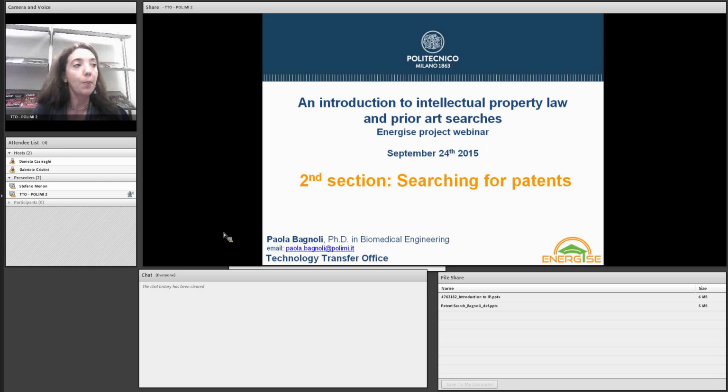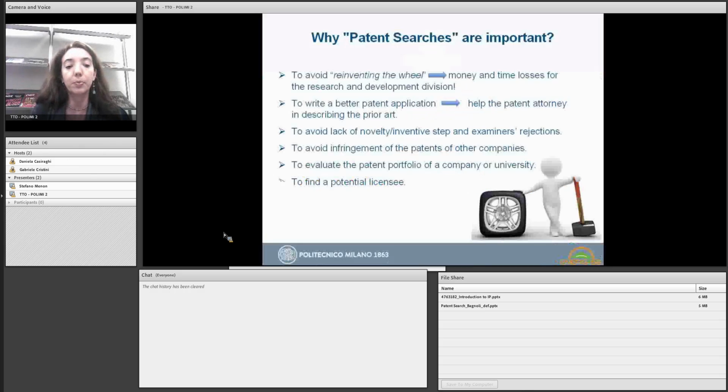My second part of the presentation will be about how to perform a patent search and why to perform a patent search. What is a patent search? When I decide to file a patent and to apply for a new patent, when I have an idea, I must check and I must be sure that nobody in the world has already patented the same invention or something too similar to my invention.